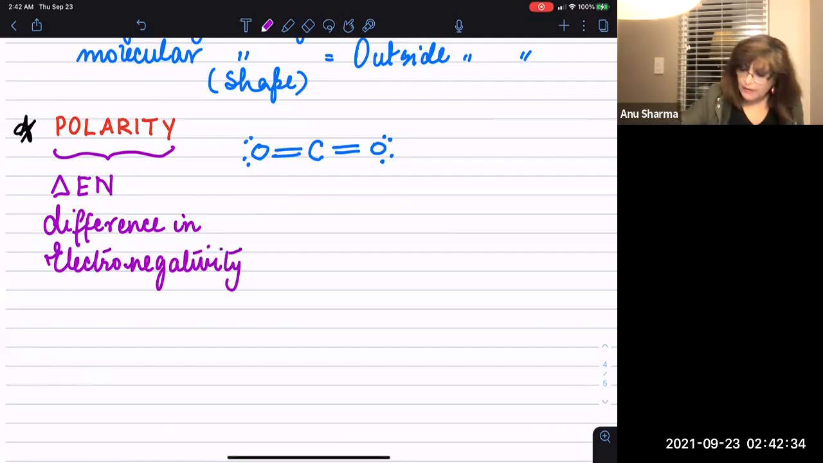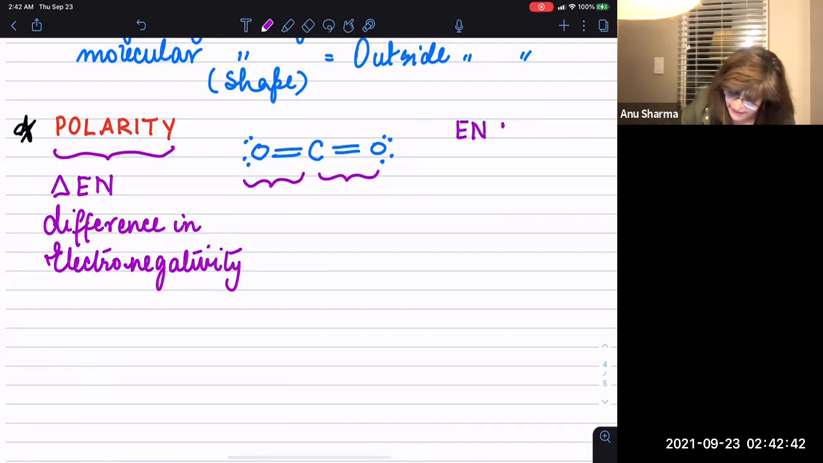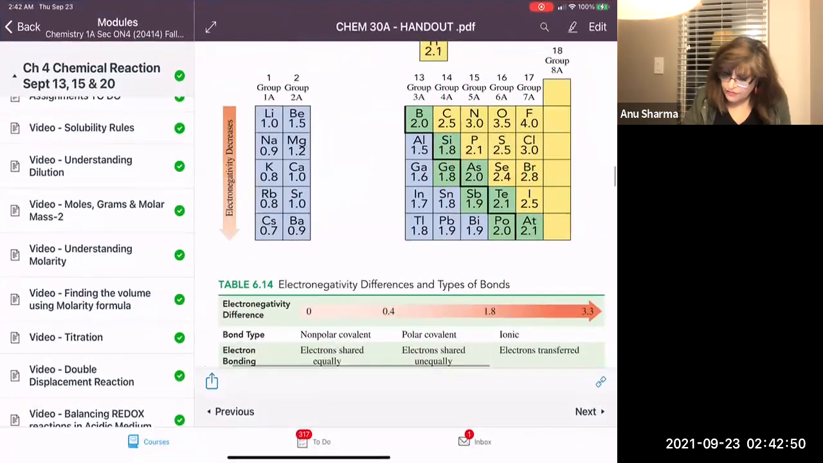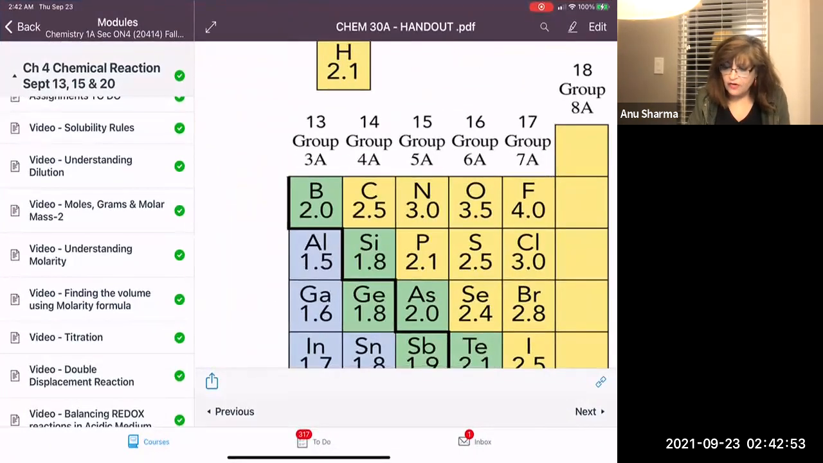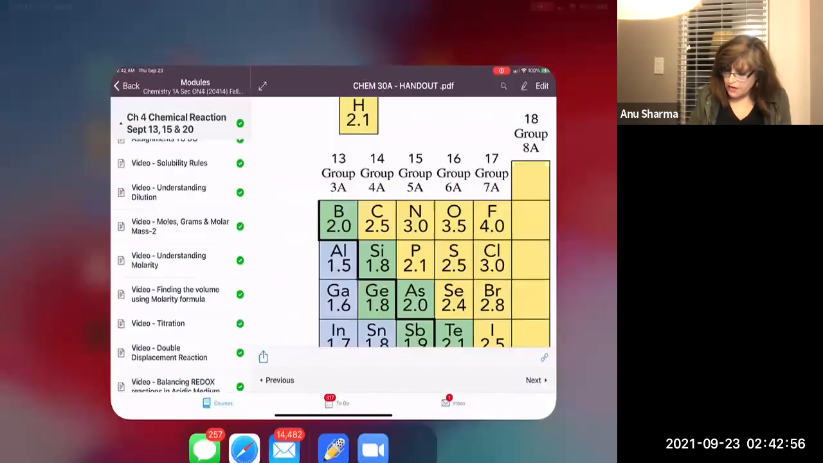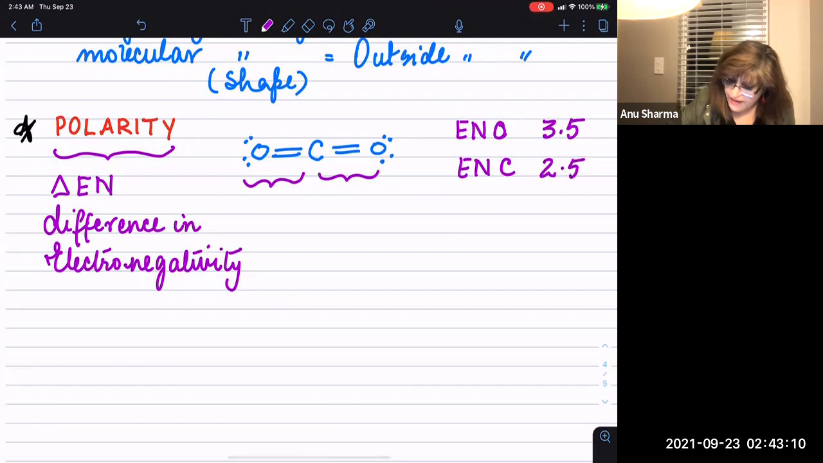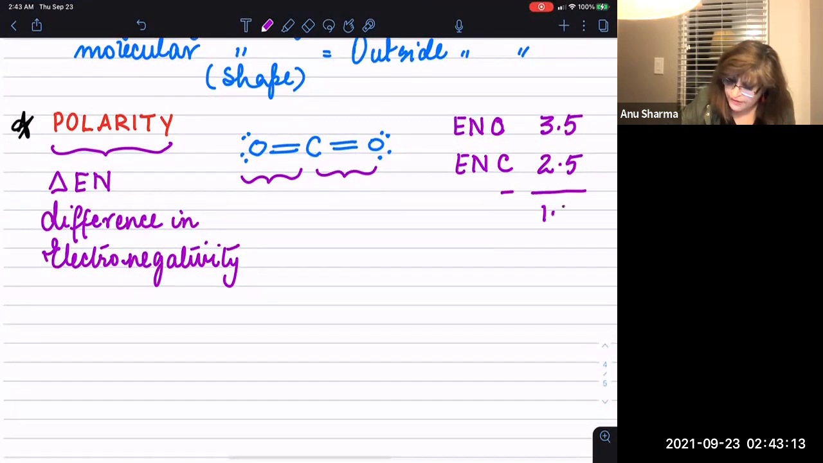So you have carbon here, this is one bond. This is another bond, okay? So electronegativity of carbon and electronegativity of oxygen. Carbon is 2.5 and oxygen is 3.5. So oxygen and carbon, 3.5 and 2.5. And when you subtract it, this is 1.0.